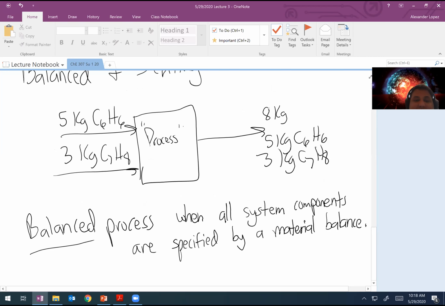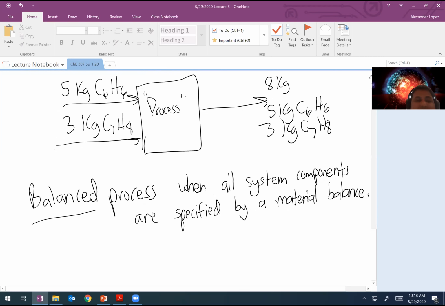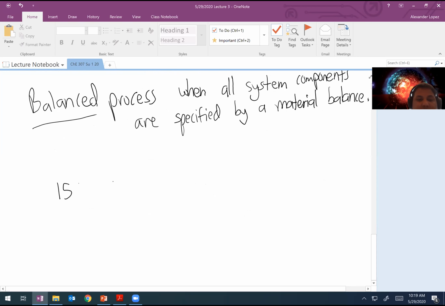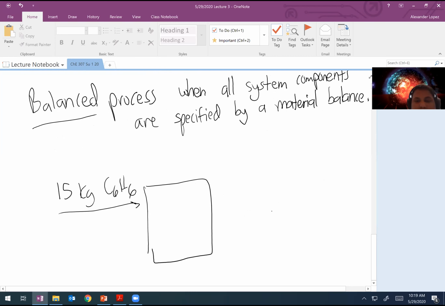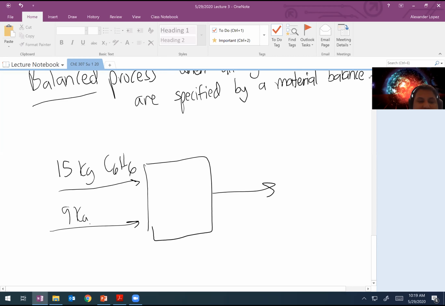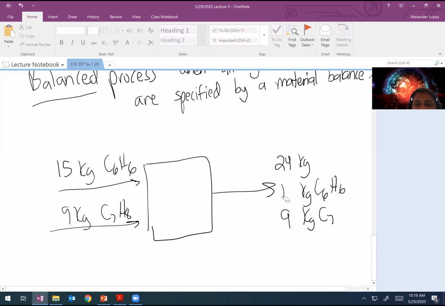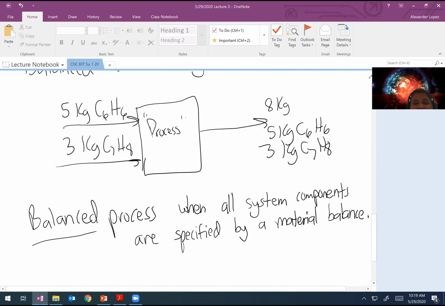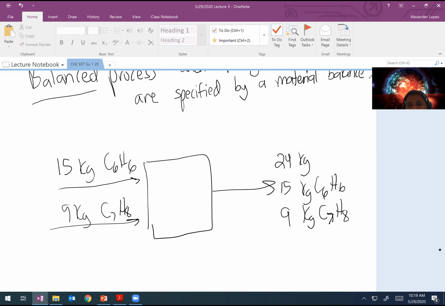Meaning, I can take this same process and instead of having 5 kilograms and 3 kilograms, I can have 15 kilograms C6H6 and 9 kilograms C7H8. This would give me 24 kilograms out with the same amount of components. I've increased my throughput through the process. I know that's terrible handwriting, I apologize. But the structure and nature of the material balance hasn't changed. The only thing that's really going to change are the actual specifics of the process itself and any sort of energy transfers, inputs and outputs that occur within the process. But the material balance is largely the same.